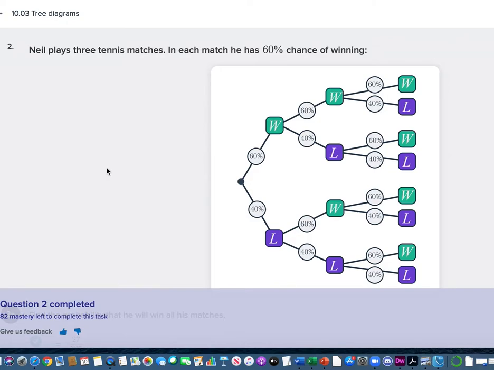Mathspace. It's talking about tree diagrams. So Neil plays 3 tennis matches. In each match, he has a 60% chance of winning and a 40% chance of losing. Now, you might remember this a little bit from last year.